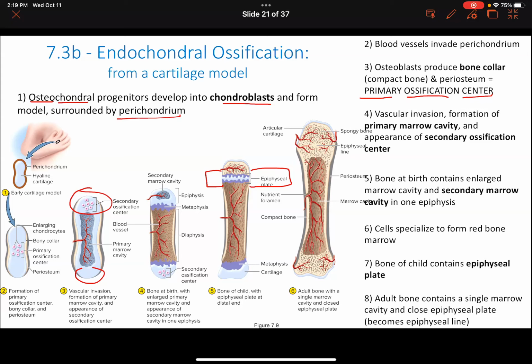It'll stop growing in length, and it will also get rid of the secondary marrow cavity, because as an adult, it doesn't need as much vascularization in order to grow because there's not as much growing going on. There's more just reshaping and remodeling. And so by the time you're at adulthood, there's only a single marrow cavity, which is here in the middle in the diaphysis, and then the epiphyseal plate will actually close and form a line.